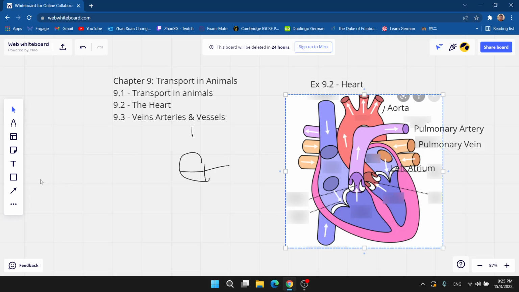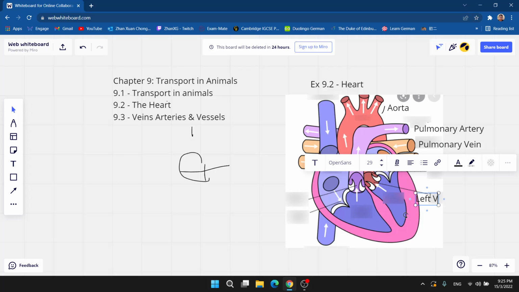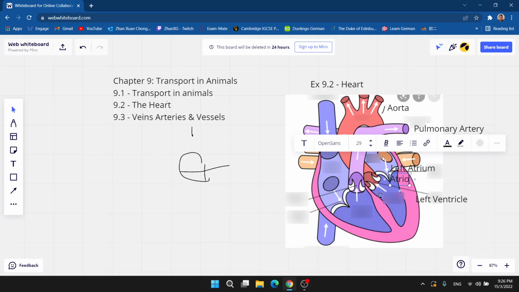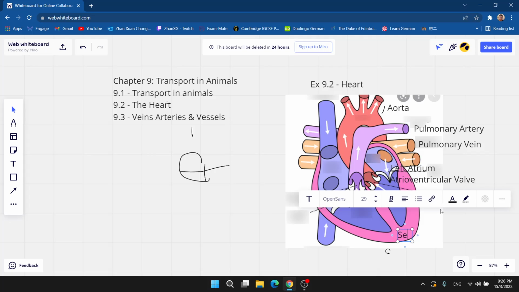Below the left atrium will be the left ventricle, which has thicker walls to pump blood at higher pressure. The atrioventricular valve is between the light blue color and the dark blue. So it is between the atrium and the ventricle. What separates the oxygenated blood and the deoxygenated blood is a muscle called the septum, again to separate oxygenated and deoxygenated blood.